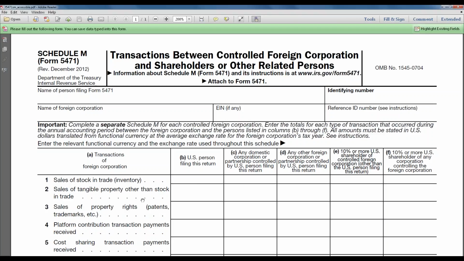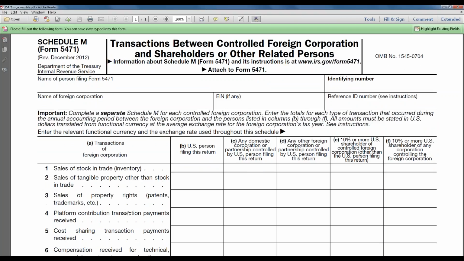This would be, I don't know, a big piece of equipment, something of that type. Sales of property rights, okay, so property rights is not the sale of the intangible. Property rights is even more broad-based. So this is almost when, if a client is dealing with such things, you need your attorney involved.